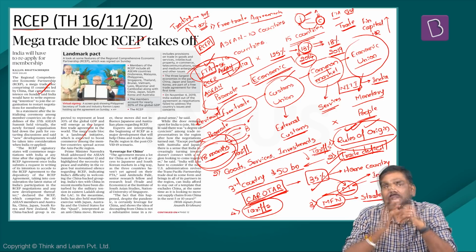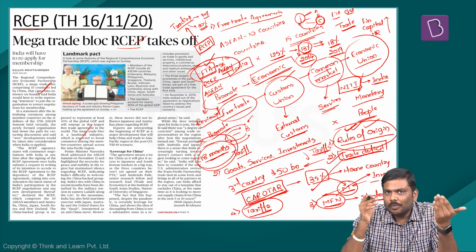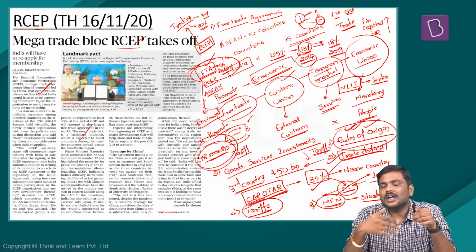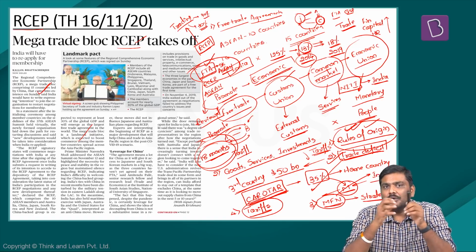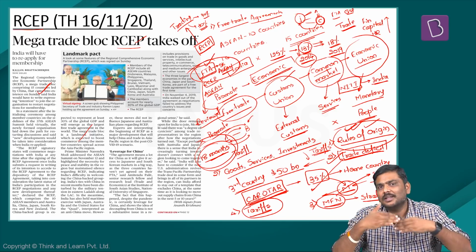First and foremost, the former CEA, Mr. Arvind Subramanian, has stated that in the global market, because of the pandemic or because of rising protectionist trends amongst some of the developed countries, more and more countries are signing these kinds of multilateral agreements to protect themselves.